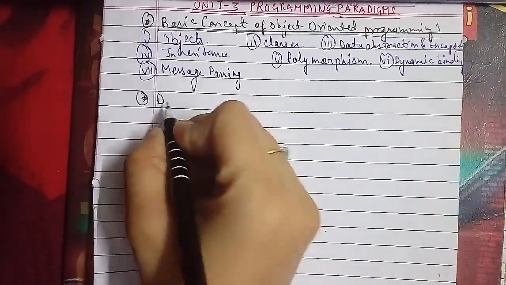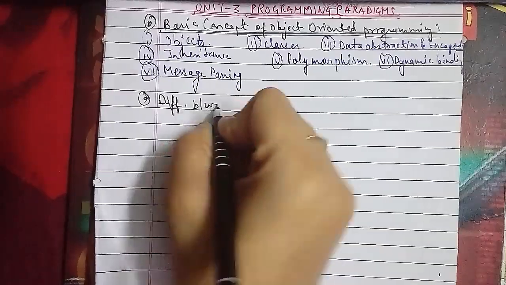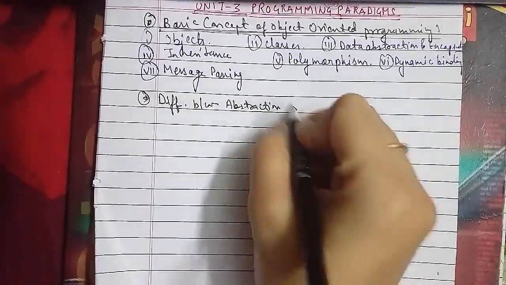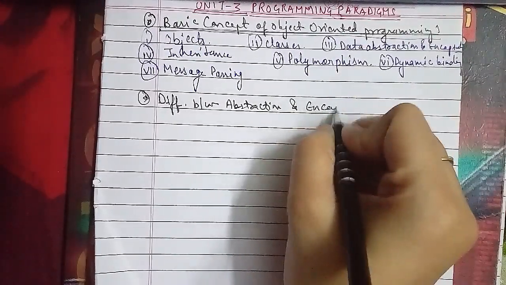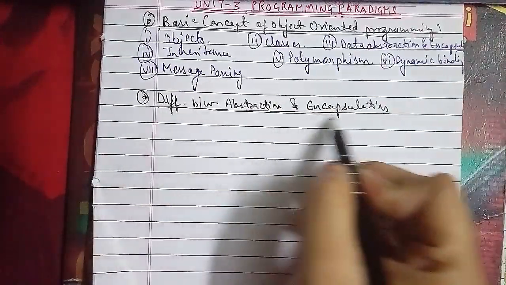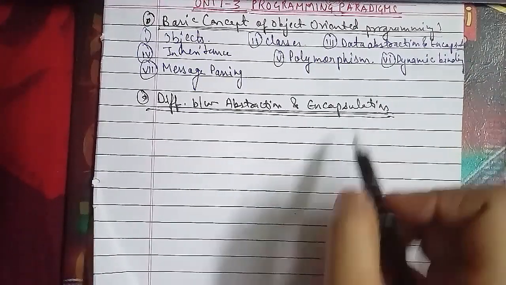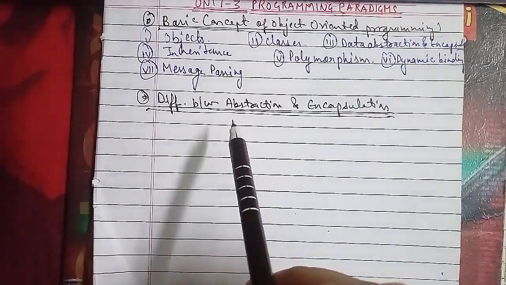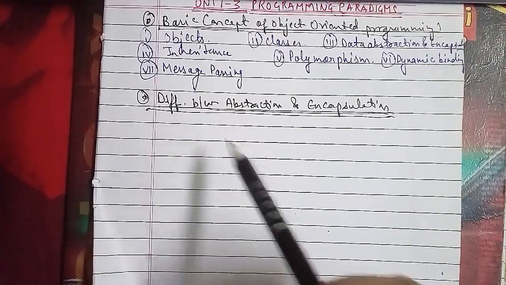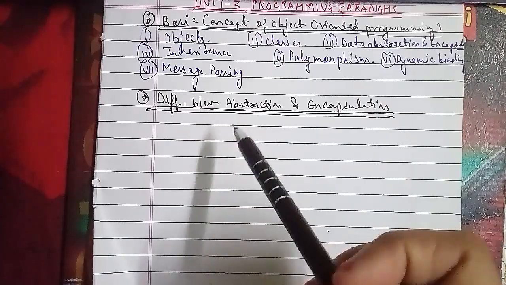The first difference is that abstraction solves the problem at the design level, while encapsulation solves the problem at the implementation level as well. Talking about the second difference, abstraction is used for hiding the unwanted data and giving relevant data. Encapsulation means hiding the code and the data into a single unit to protect the data from the outside world.